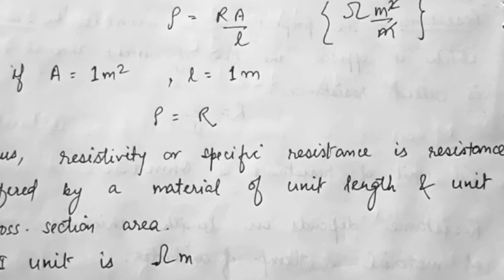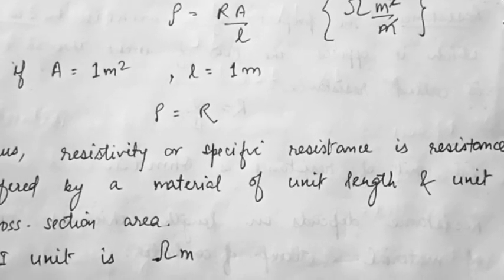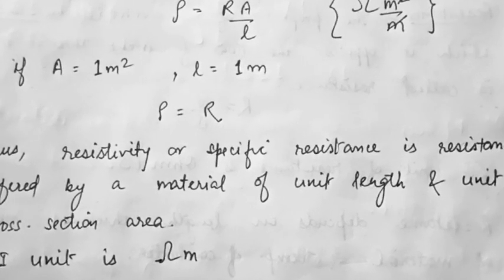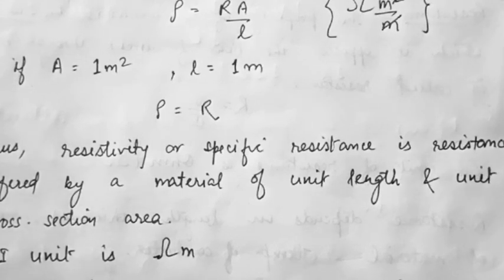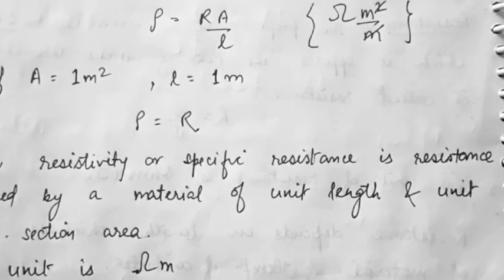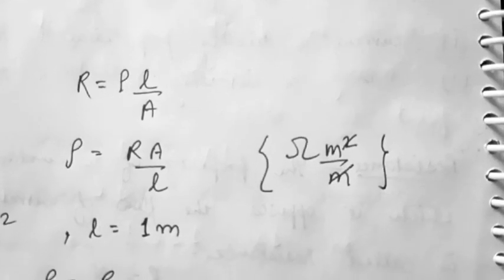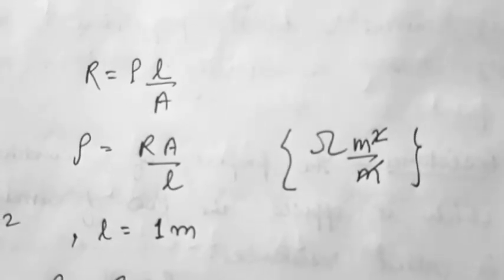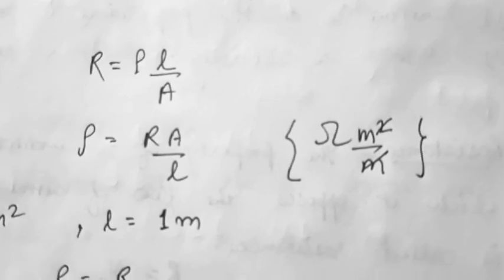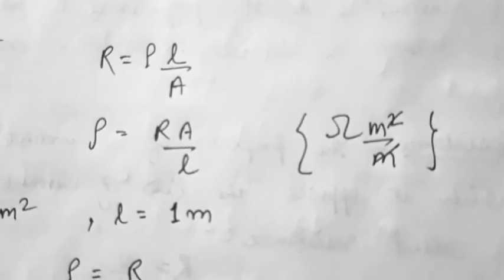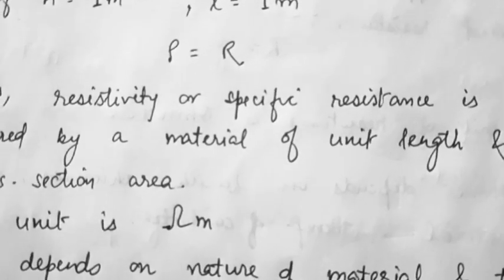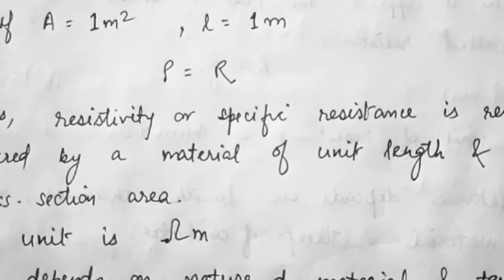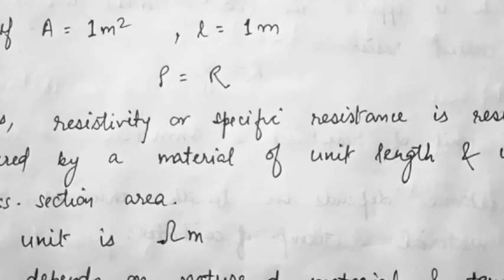Unit cube. Why unit cube? Because if we find the volume, then unit length into unit area becomes a unit cube of volume, and the unit for this becomes ohm meter. Here you can see that resistance is ohm, area is meter square, and length is meter. So meter square gets cancelled out, and what remains is ohm meter. So this resistivity depends on the nature of the material and temperature.